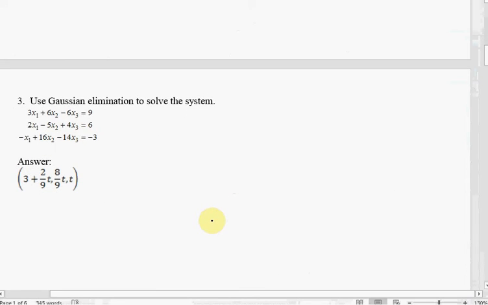Well, number 3, use Gaussian elimination to solve the system. Like I said, I'm going to go ahead and just use Gauss-Jordan on this guy and just work it all the way.